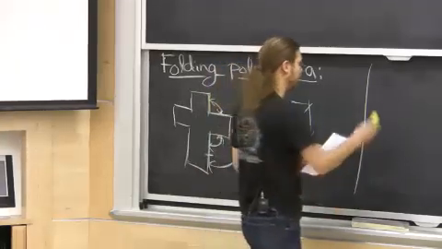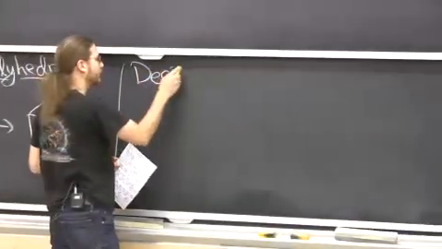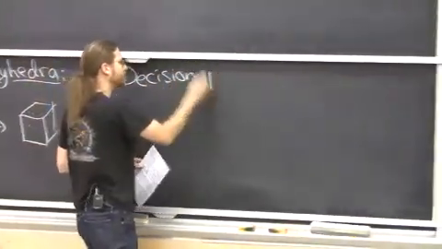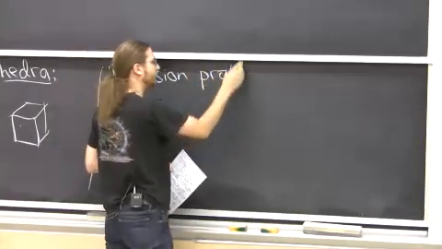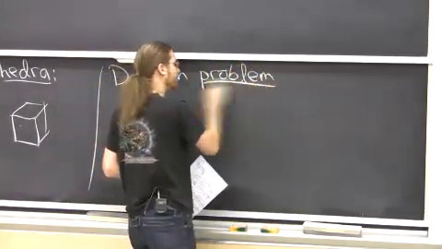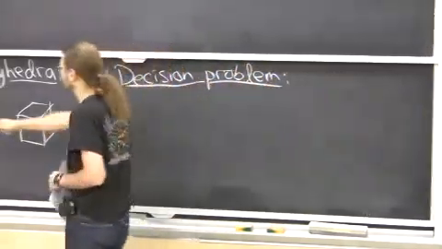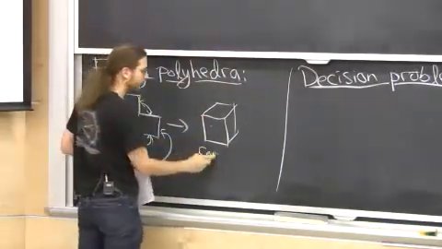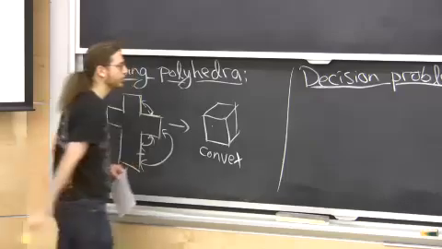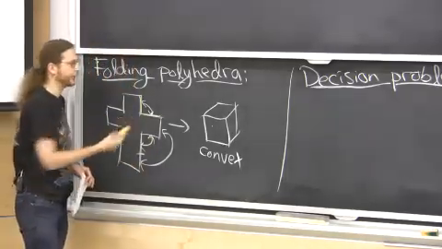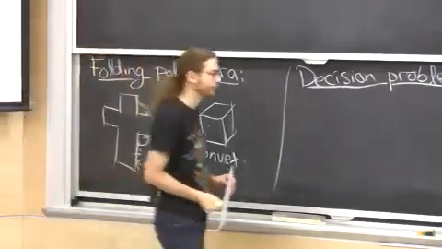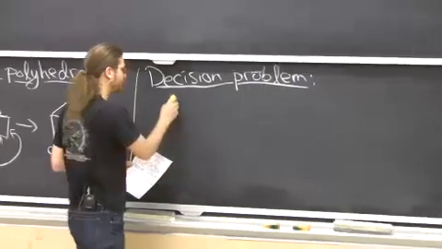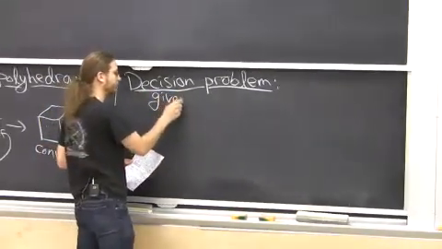So there's several versions of this problem. One is the decision version, which is I give you a polygon, I want to know, does it make any convex polyhedron? For the cross, the answer is yes. We will see examples later today where the answer is no. In fact, most of the time the answer is no.